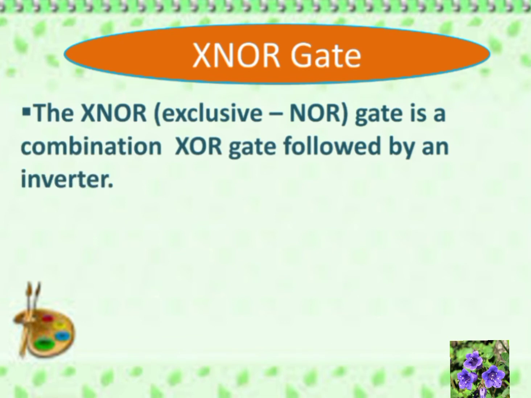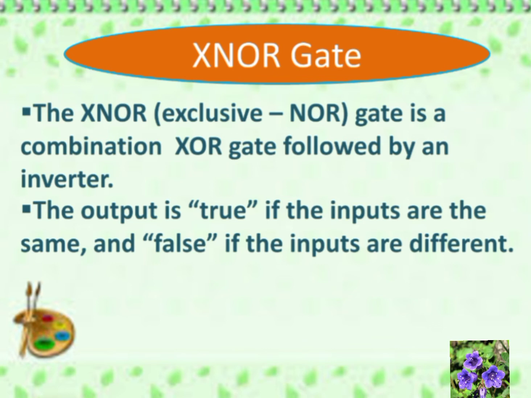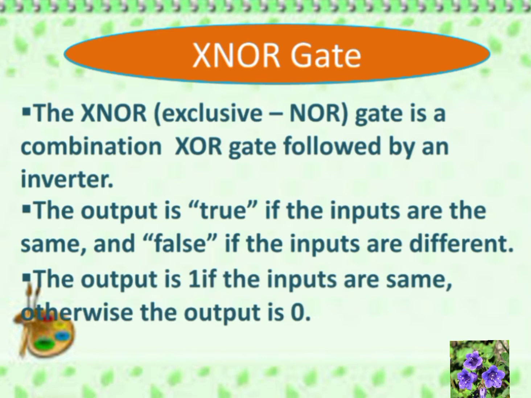Next, XNOR gate. XNOR gate is a combination of an XOR gate followed by an inverter. That is the complement of the XOR gate. So its output is true if the inputs are the same. When the output of the XNOR gate is true, that means the inputs are the same, that is, both are 0 or both are 1. In that situation we get the output true. So the output is 1 if the inputs are the same, otherwise the output is 0. This is the XNOR gate.